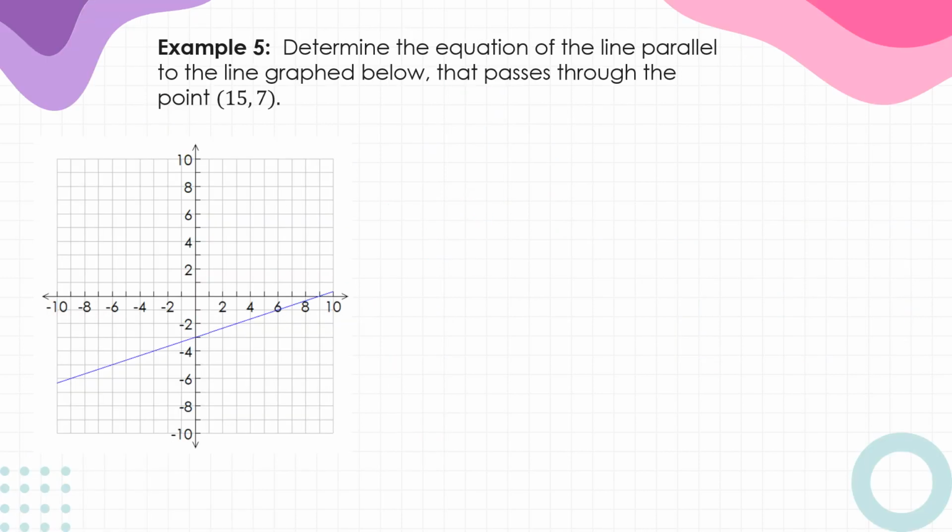Example 5: determine the equation of the line parallel to the line graphed below that passes through the point (15, 7). The first thing I need to figure out is the slope of this line. If I'm writing the equation of a line that is parallel to this one, it will have the exact same slope. So once I find the slope of this line, that will be the slope of the equation I am writing.